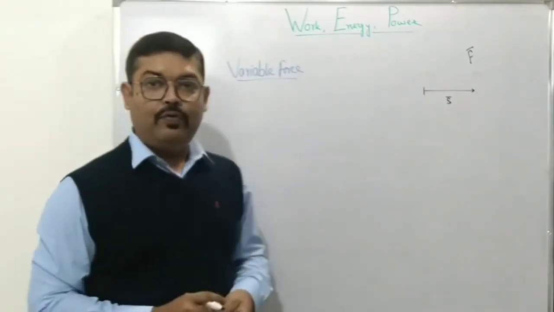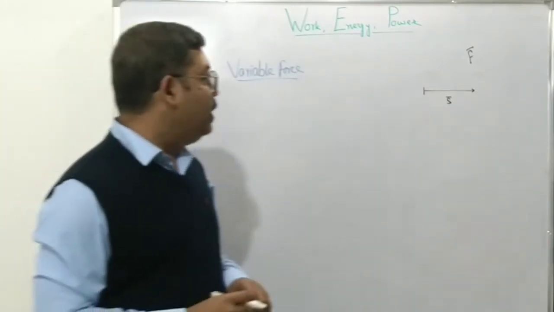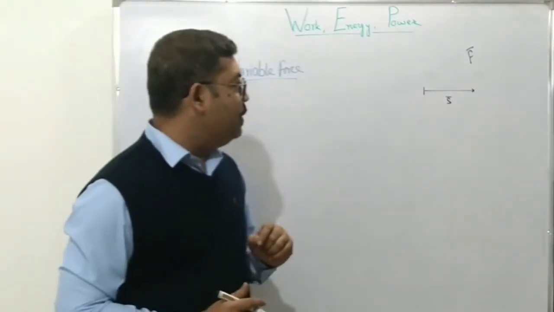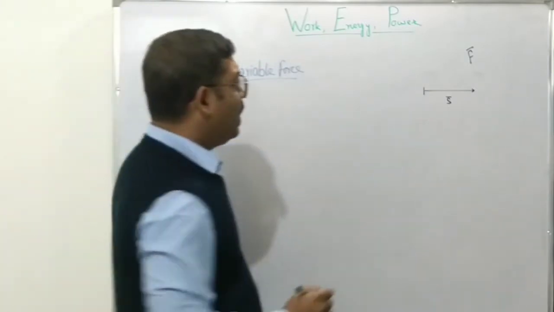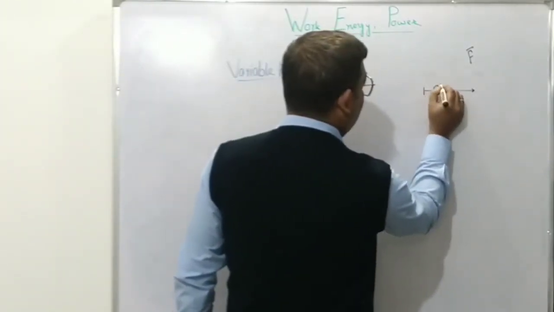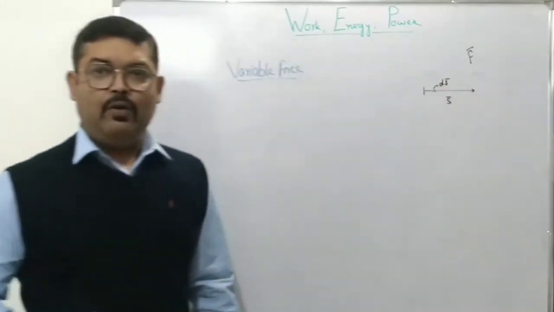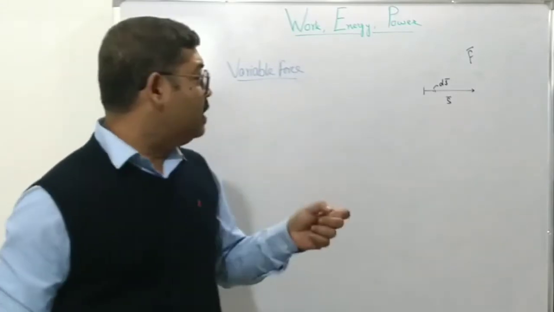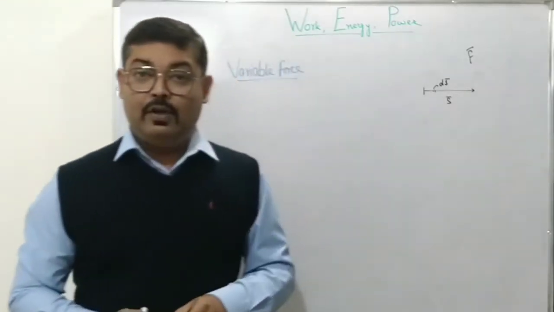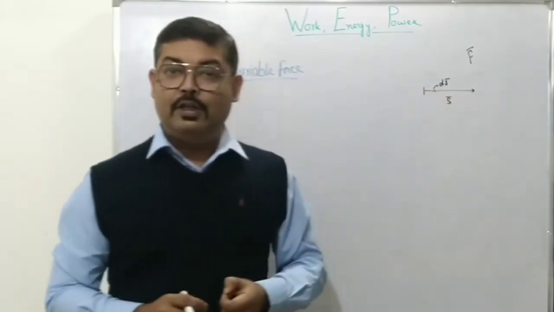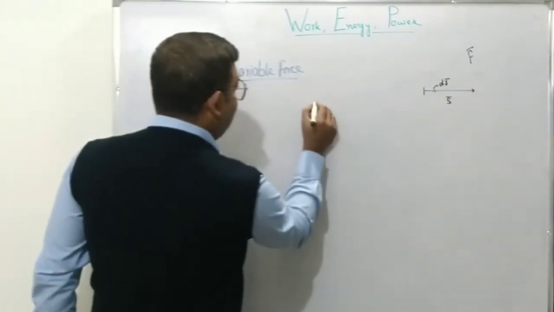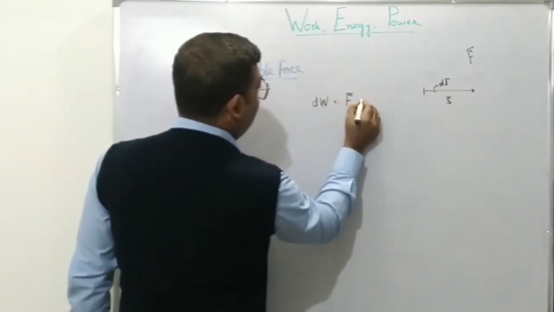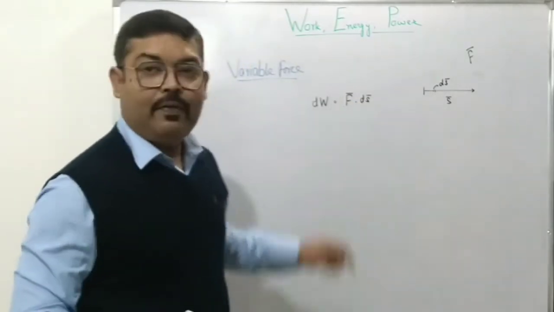Under such condition, how do we find the work done? To do this, we make use of calculus. We take a very infinitesimally small displacement, let's call this ds, and we assume that the force is practically constant over this small elementary displacement. So the elementary work done for this small displacement will be F dot ds, where F is constant over this part.